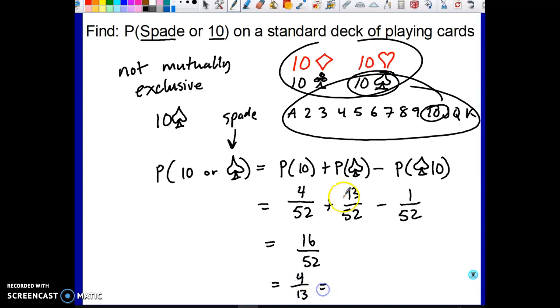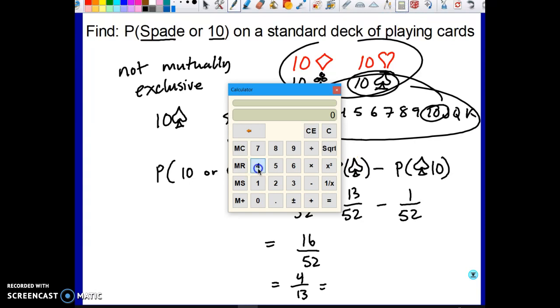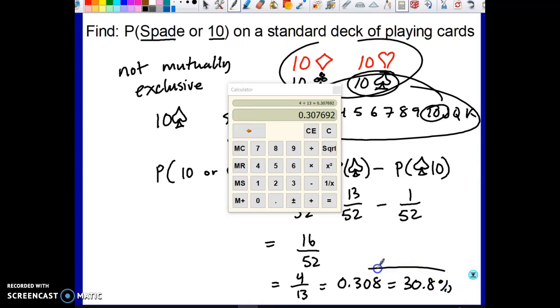If I divide in a calculator, which I'll do quickly on screen, 4 divided by 13, it'd be about 30%, 0.308 or 30.8%. Good. Go to the next one.